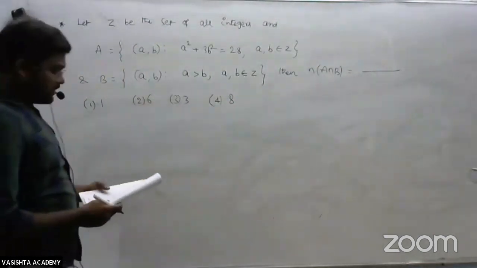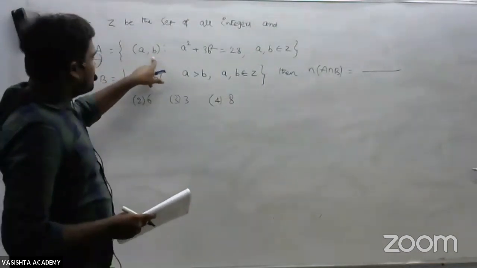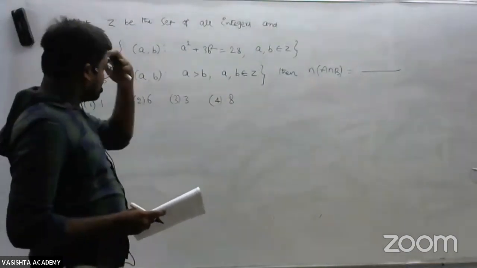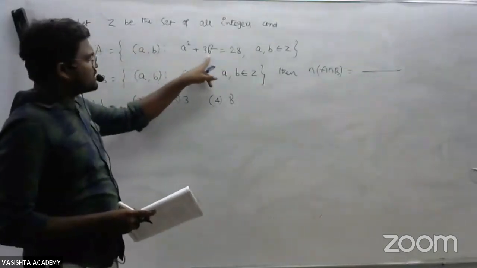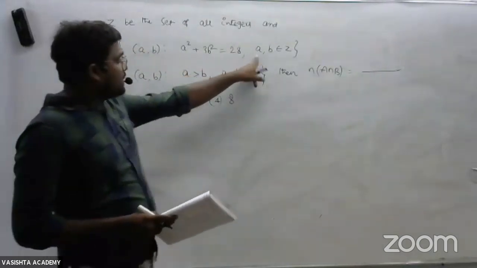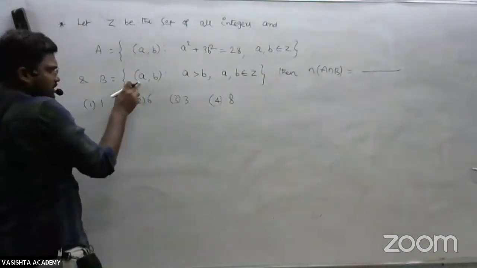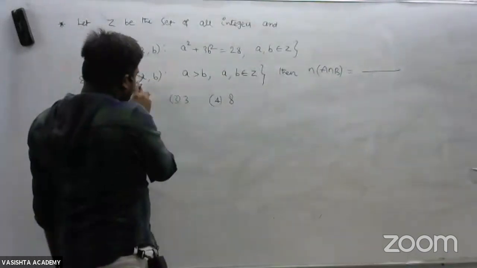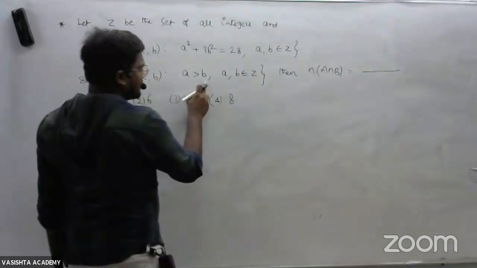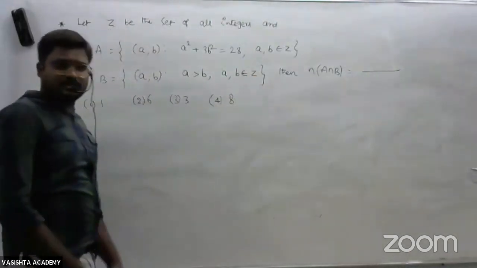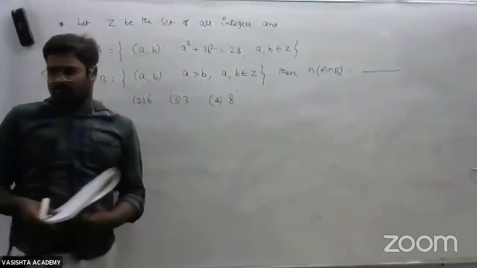Let Z be the set of all integers and A equal to the ordered pairs (a, b) such that a square plus 3b square equals 28, that is, these a and b satisfy this relation, and a and b both must be integers, either positive or negative. Similarly, B is also (a, b) where the first integer is greater than the second, a greater than b, and a and b are integers. Now we need to find n of A intersection B, right?